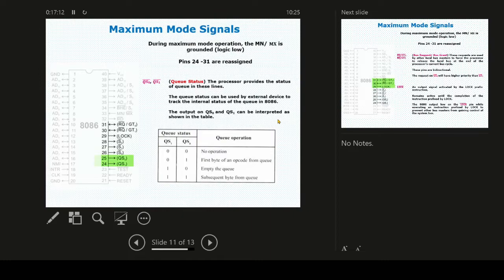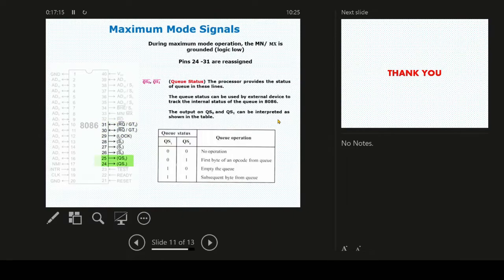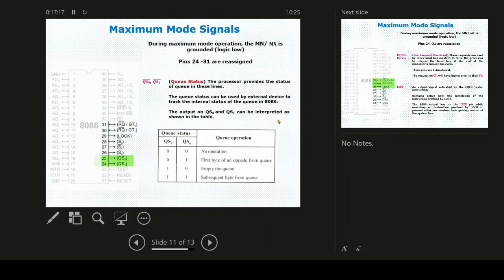Going on to the queue status. Queue status is a processor feature which fetches the instructions, identifies and dispatches them from the queue, which the processor provides. It mainly works on the FIFO concept, that's the first in, first out concept.